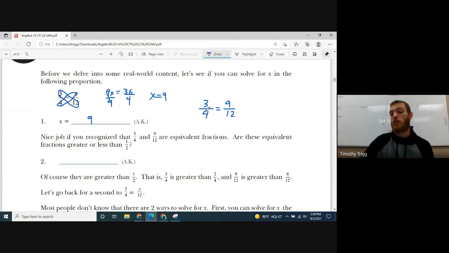Now, is this fraction greater than 1/2 or less than 1/2? Hopefully you can see that this would be greater than 1/2. So we're going to put greater than here. Greater than 1/2, because 2 out of 4 would be half, right? 2 is half of 4. So 3 out of 4 is more than half.